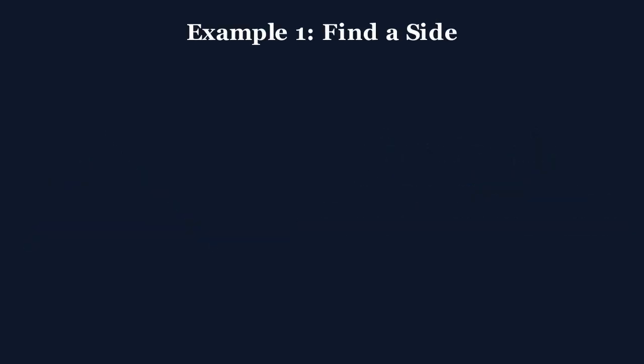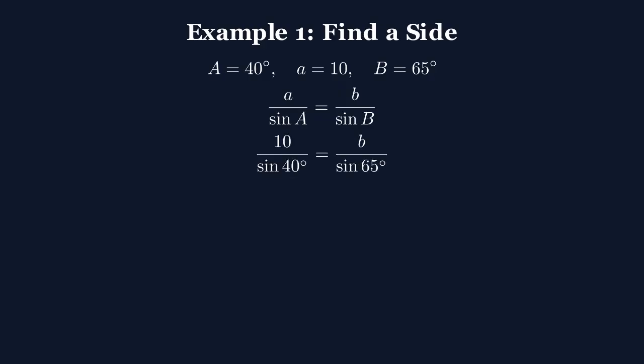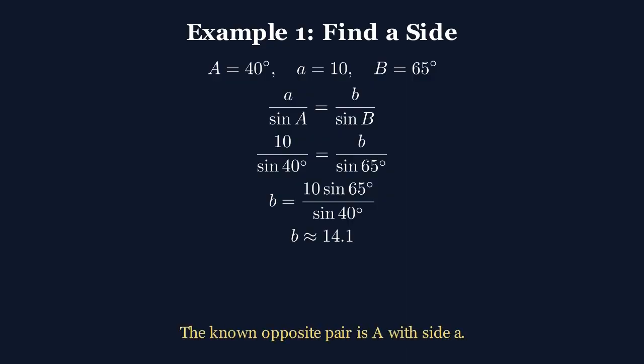Example 1. Suppose angle A is 40 degrees, side a is 10, and angle B is 65 degrees. Find side b. We use a over sine A equals b over sine B. Substitute: 10 over sine 40 equals b over sine 65. Multiply by sine 65. So b equals 10 sine 65 over sine 40, which is about 14.1.